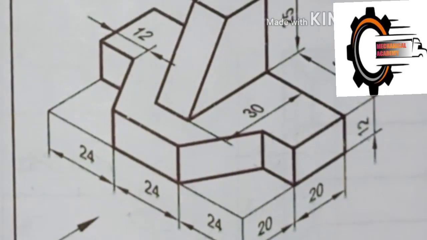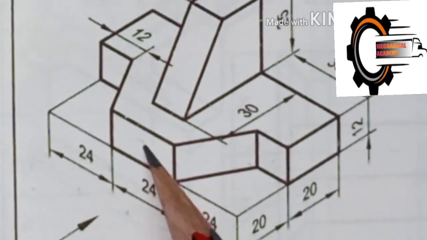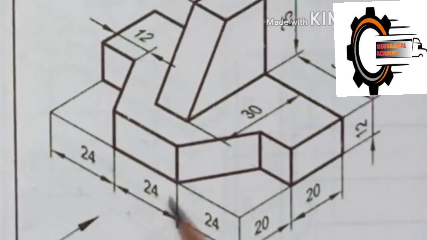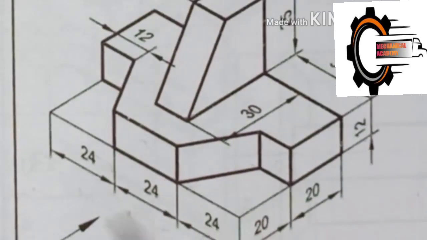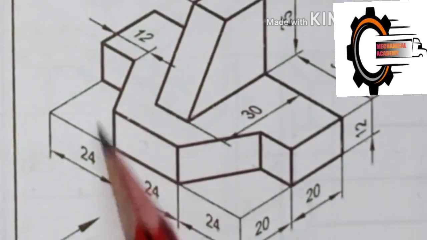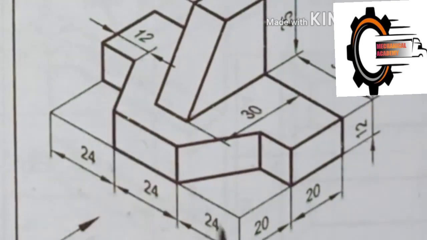Our next problem in the orthographic projections. Here we have to convert this isometric diagram into the orthographic diagram. Here we have the observer point. That means this is our front view.